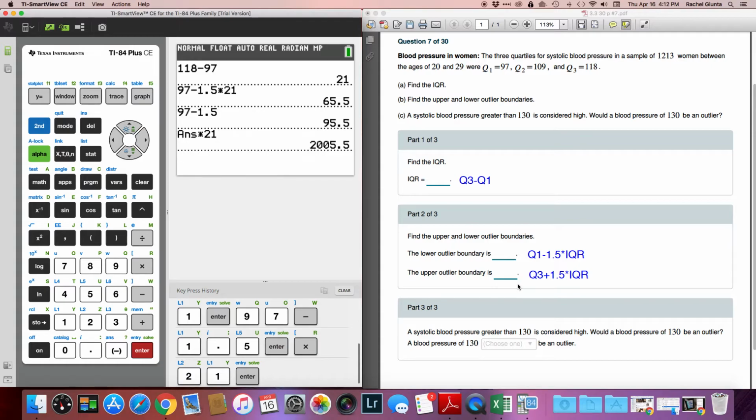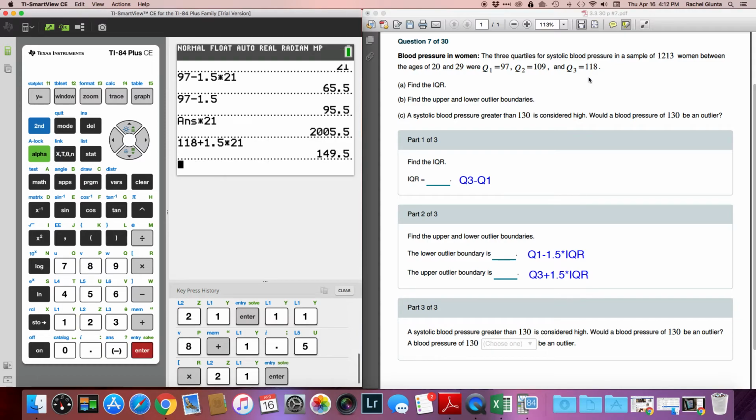Upper outlier boundary is a very similar equation, but instead of Q1 it's Q3, and instead of minus it's plus. So Q3 is 118 plus 1.5 times the IQR, which again is 21. So 149.5 is the upper outlier boundary.